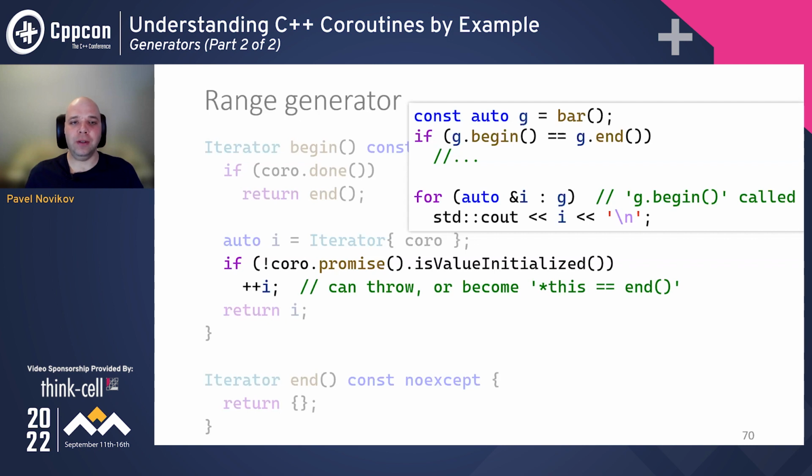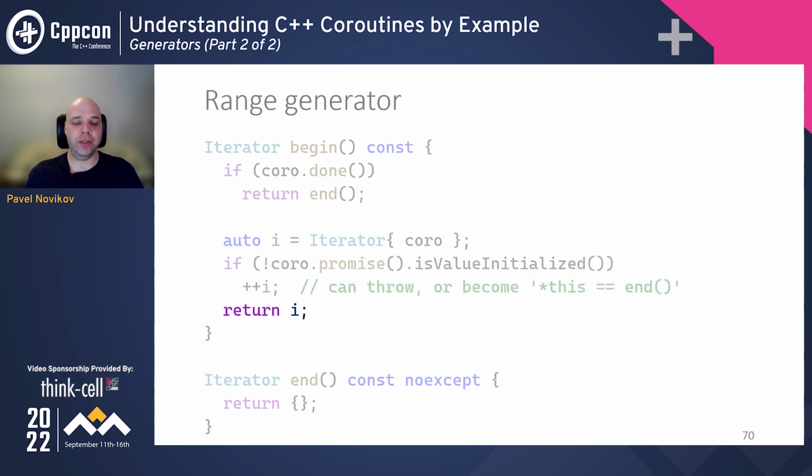For example, in this case, I want to check begin and end, and if begin iterator equals end iterator, it means that we have no values inside the generator, and we can, for example, return from this function or do something else. Otherwise, we get to the range for, which also calls begin the second time in this case. And at this point, we can iterate over the values if we have any values. So this is kind of important. It will be important a little bit later.